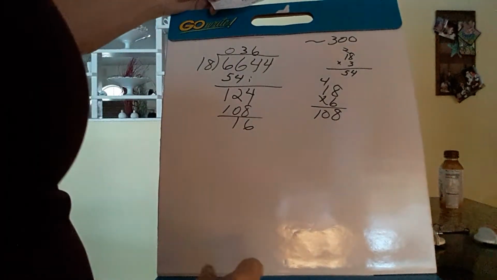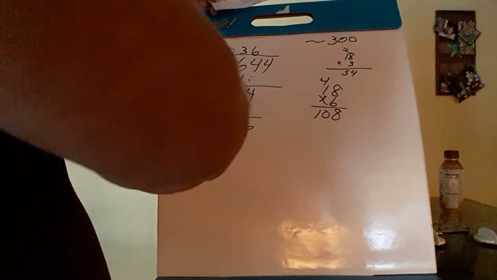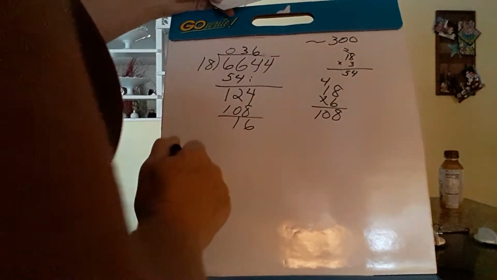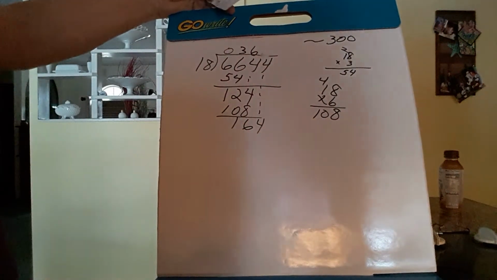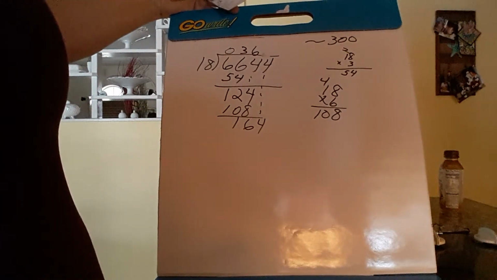Okay, and we have 4 we had to borrow. Sorry about that. That's 16. So our remainder is 16. So we have 36 with the remainder. Whoops, we're not done. Sorry about that. I've got to bring the other 4 down. Now how many times does it go into 164?